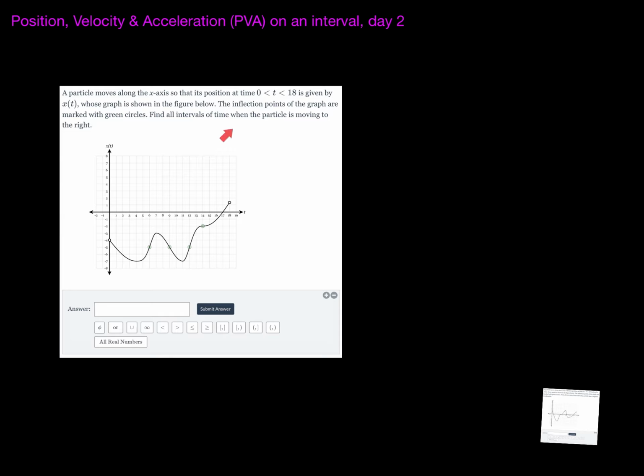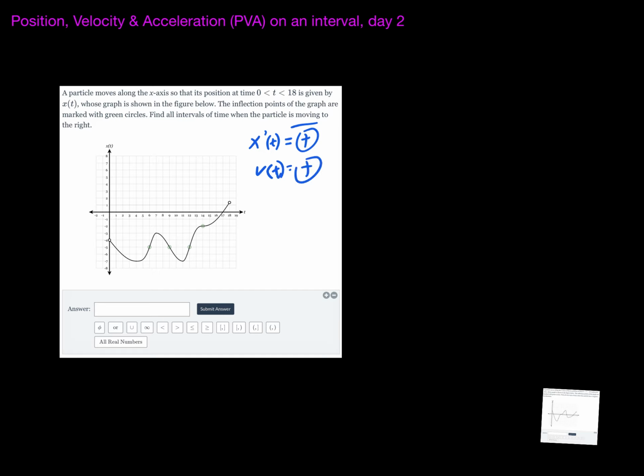Find all intervals of time when the particle is moving to the right. Well, when is it moving to the right? Moving, that's a derivative. We want to know when the x values are moving to the right. That is the positive direction. All right, well, that's the slopes. And that's the velocity. So we want to know where the velocity is positive.